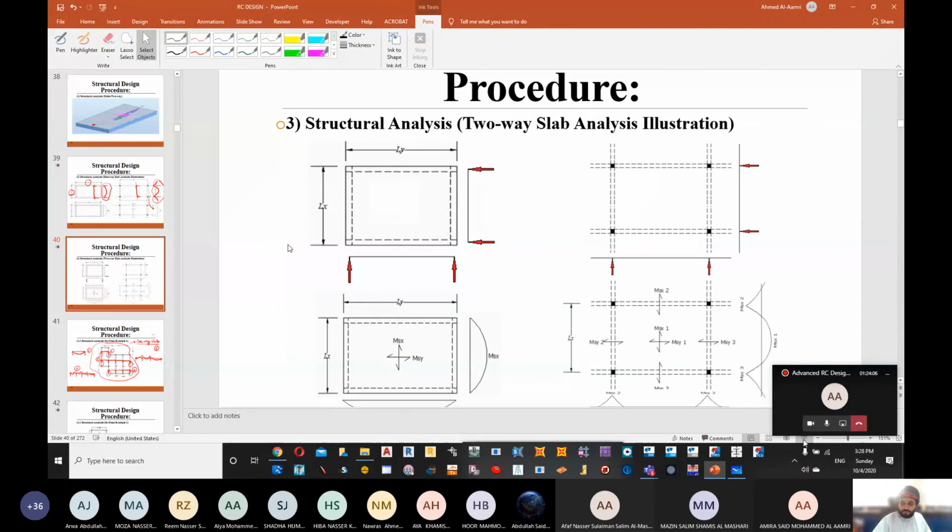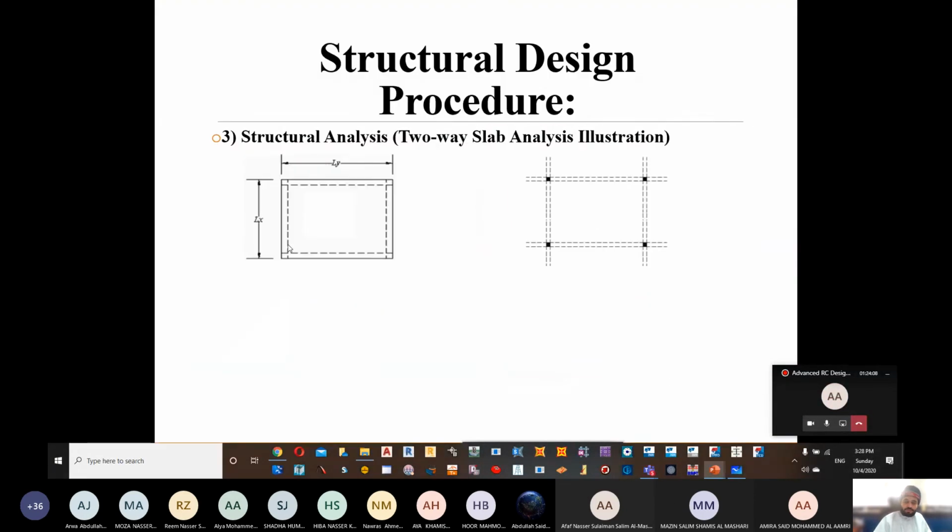If you go and see, these are my simply supported. This is my continuous case. We have drawn the supports left and right for X and for Y. We have drawn for X and Y as well.